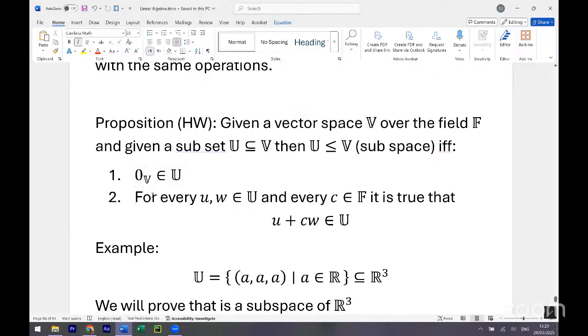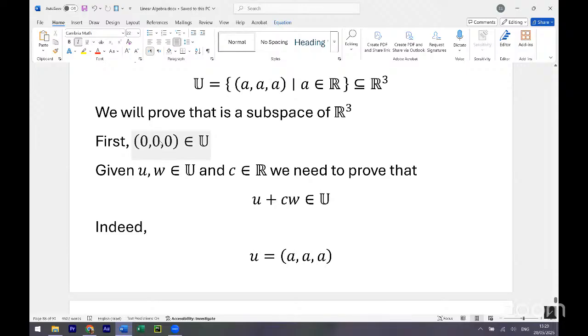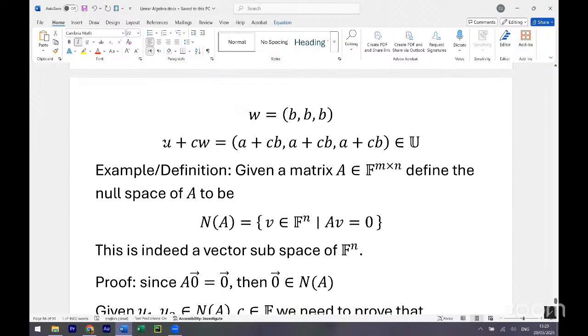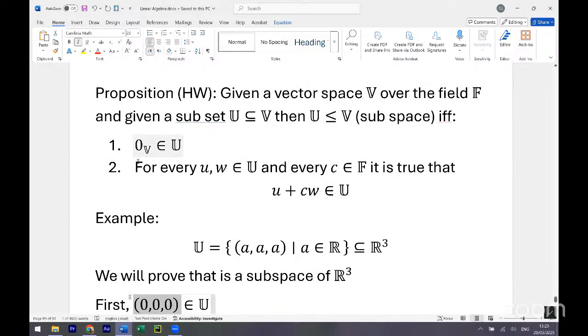I showed the 0 vector is there, and then I showed for every u and w and c, u plus cw is in there. But on the second or the third one it wasn't the zero vector now. It was. This is the 0 vector here. No, the second part, not the first one. Like the first part you showed there is a zero vector. On the first example, you showed something different.